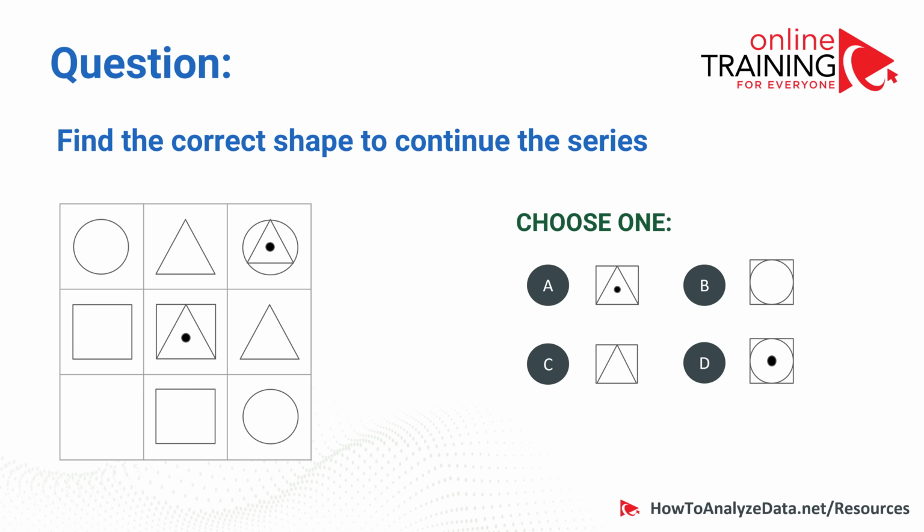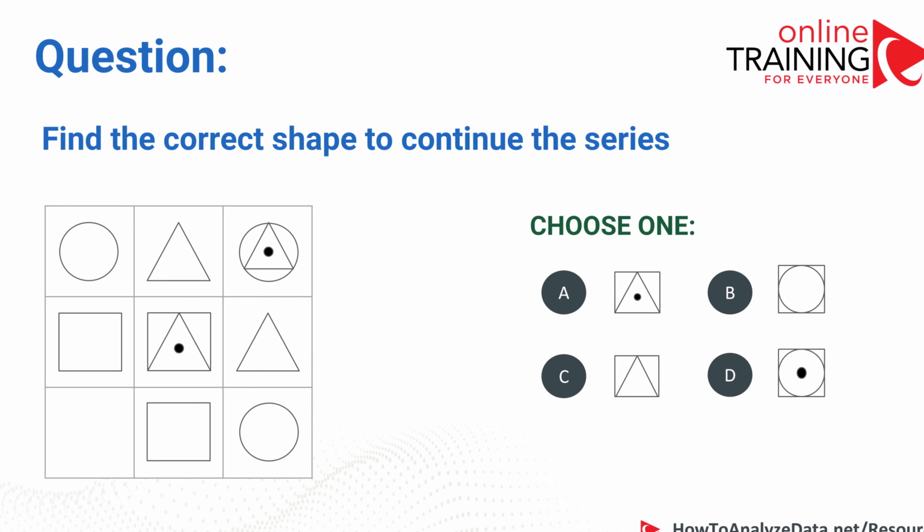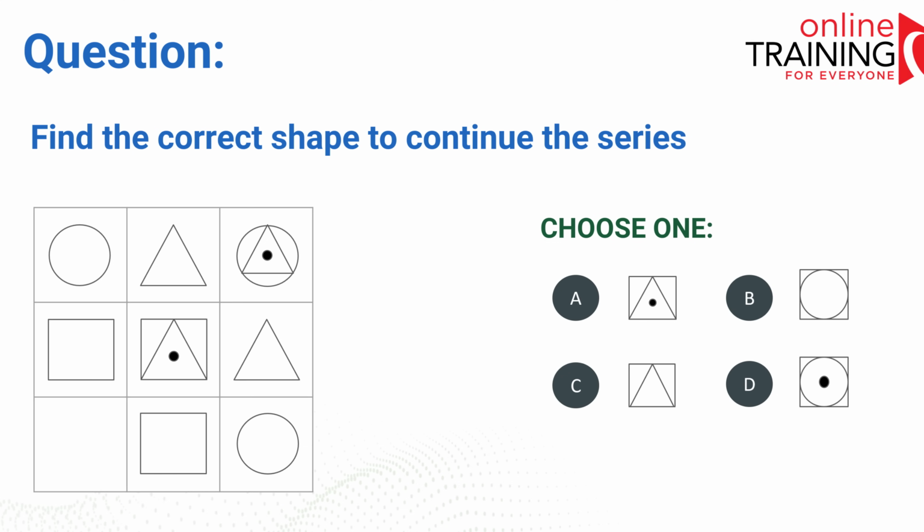Before I jump to the final answer, let me teach you how to detect patterns in these types of questions. There are 3 different patterns that we can see here. First pattern is the pattern in the shapes. We have circle and triangle in the first row. We have square and triangle in the second row. And then we have square and circle in the third row.